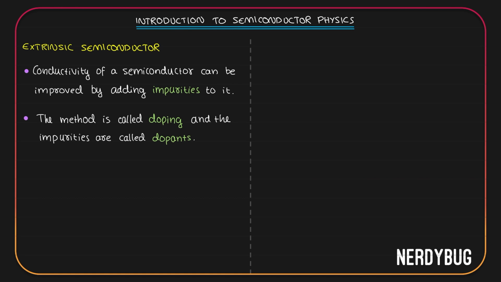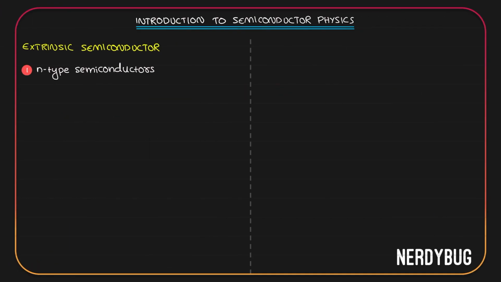This is how we do it. Conductivity of a semiconductor can be improved by adding impurities to it. This method is called doping, and the impurities we are adding to the intrinsic semiconductor are called dopants. There are two types of impurities we can add, depending on which we have two types of extrinsic semiconductors. The first type is N-type semiconductors. Here the dopants are pentavalent atoms like arsenic, antimony, and bismuth.